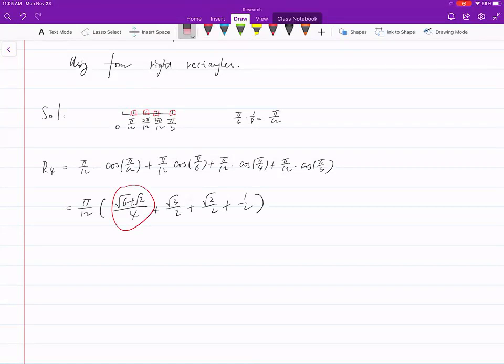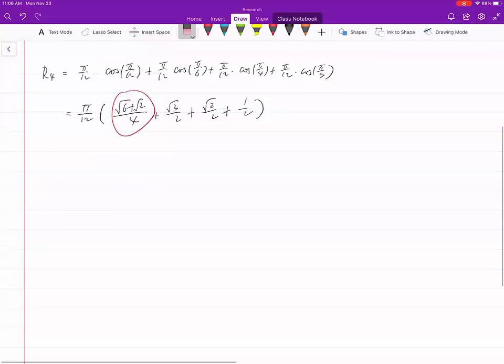Nick? Can you go over 5.2 number 15 and 16, please? Okay, 15. Oh, 16. Okay, let's go over 16 first.